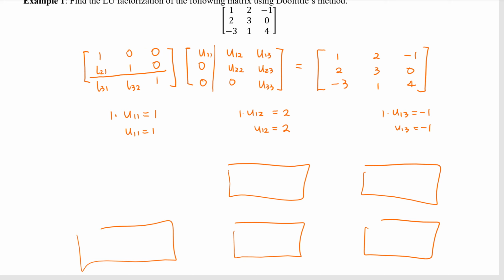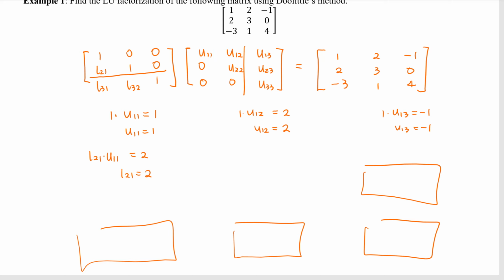Okay, so we get L21 times U11 plus 1 times 0 plus 0 times 0, that equals 2. But because we already know U11 is 1, we can plug in here, and then we get L21 equals 2. Okay?